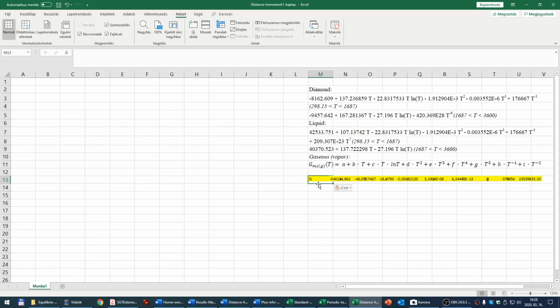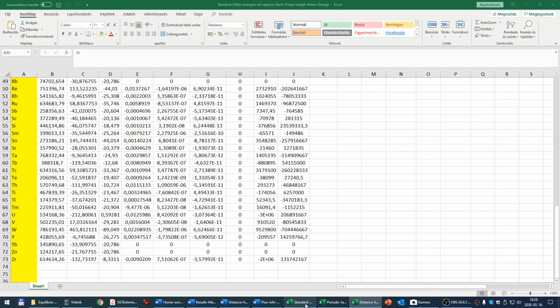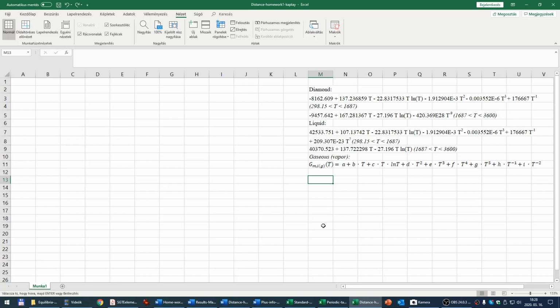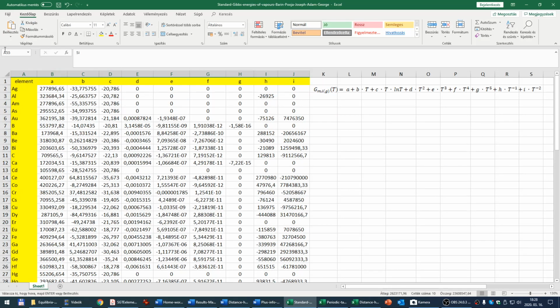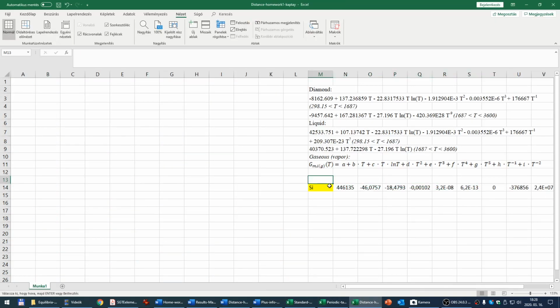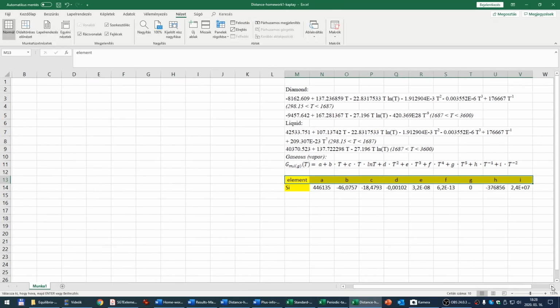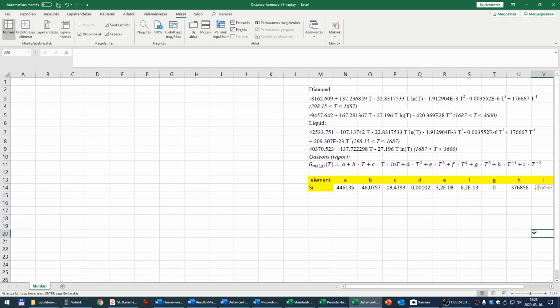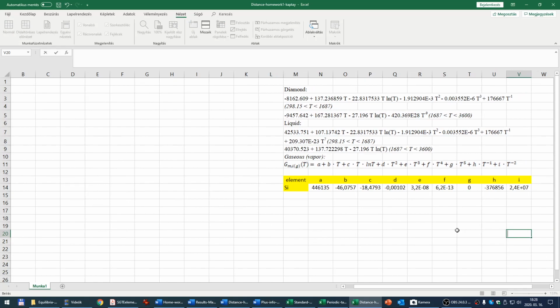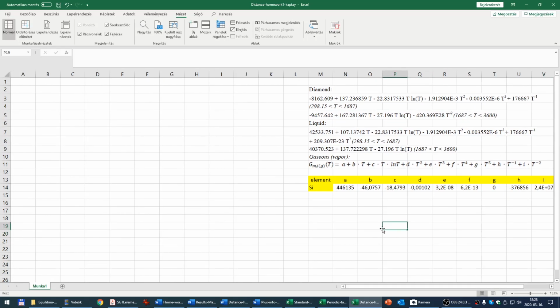Okay, so this is not what I wanted, sorry for that. Let me rather copy from Excel to Excel, and then there will be no mistake. Right, so this is I, which you can see here. Okay, now I have all my equations. Now I have to calculate all these functions as function of temperature.